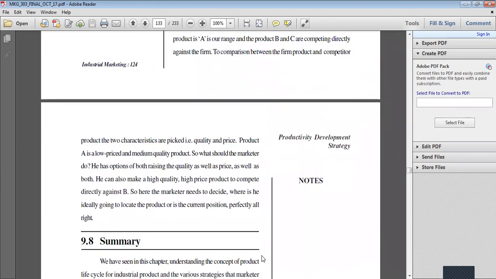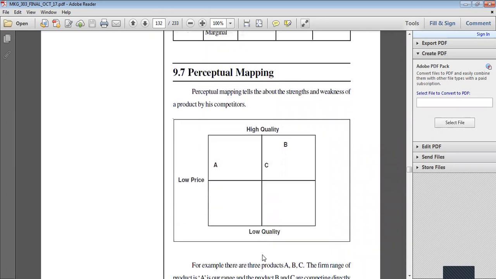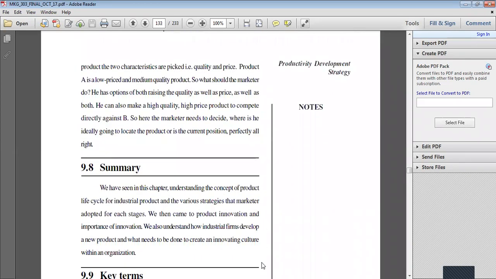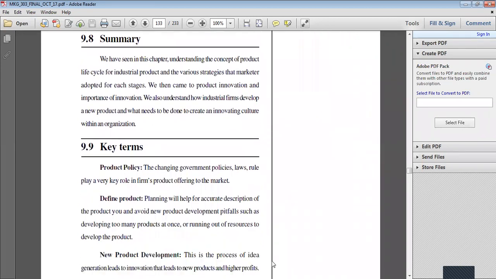In this progression, mapping tells about the strength and weakness of the product for the companies. In this chapter, in summary, we have seen the concept of product life cycle for industrial products and the various strategies that marketers have applied for each stage. When it comes to product innovations and the importance of innovations, we also understand how industrial firms develop new products and what needs to be done to create an innovating culture within an organization.